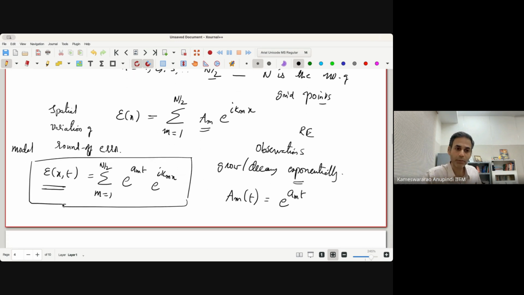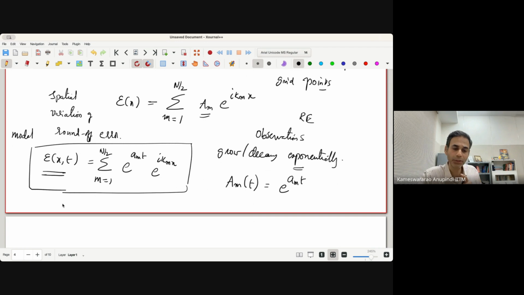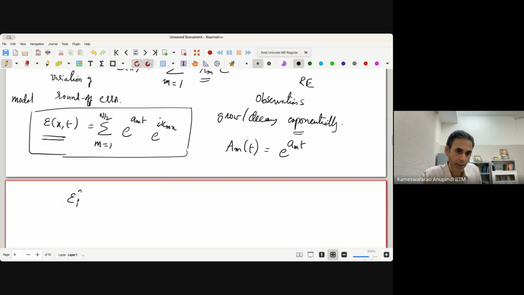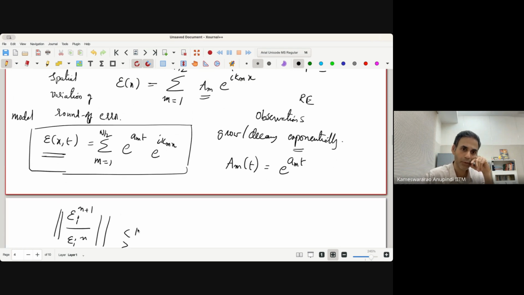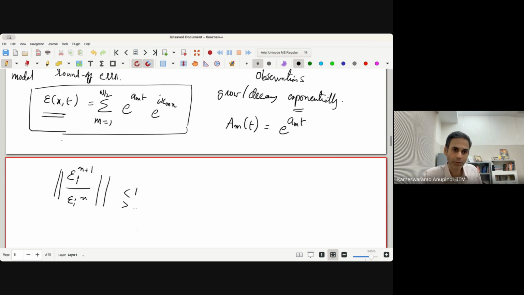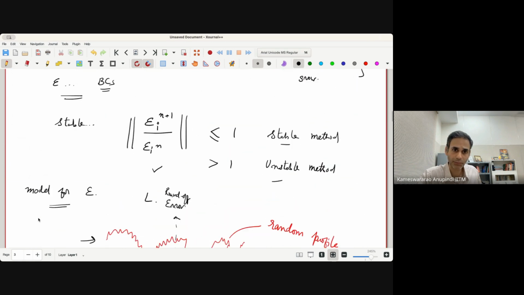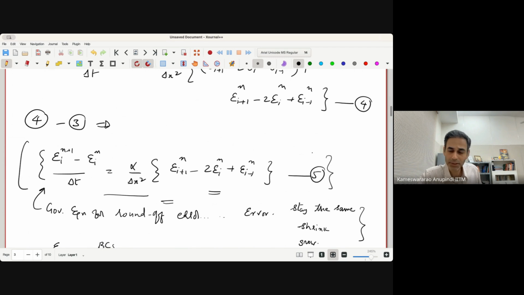So we now have derived a model for the round-off error, and we have a discrete equation. We are going to substitute this model back into the equation and check whether epsilon i at n plus 1 divided by epsilon i at n is going to grow or decay. But before doing that, we need to simplify this even further. If you recall, the equation we have discretized is this one, so this is the governing equation we have.